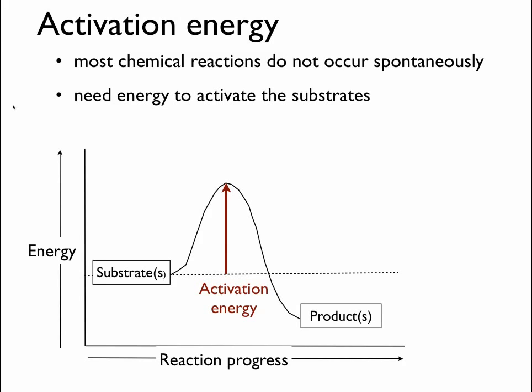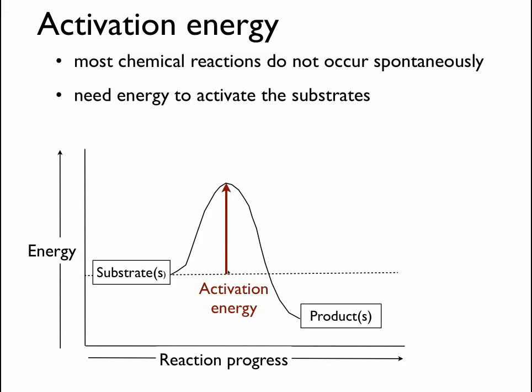So if you look at this graph, on the y-axis is energy needed to activate substrates, to get those substrates to come together, to form a chemical reaction, so new bonds, and become products. The higher the activation energy, the more energy required to do this. Now, for some substrates, they'll never react because the activation energy is so high.